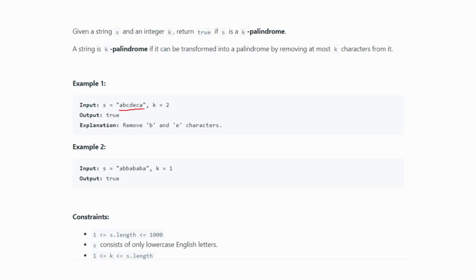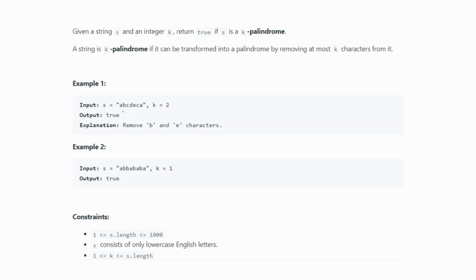In this first example, our given string is ABCDECA and the value of k is 2. That means if we can make the string a palindrome by removing 0, 1 or 2 characters from it, then we will return true. Otherwise, if we need more than 2 characters to be removed from the string to make it a palindrome, then we return false.